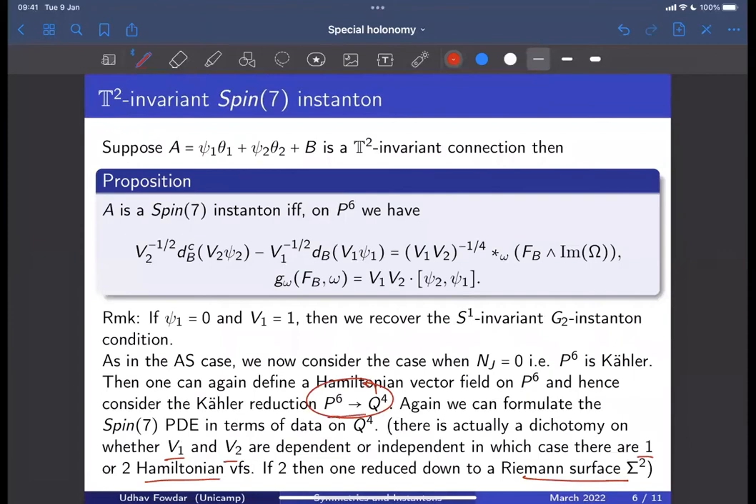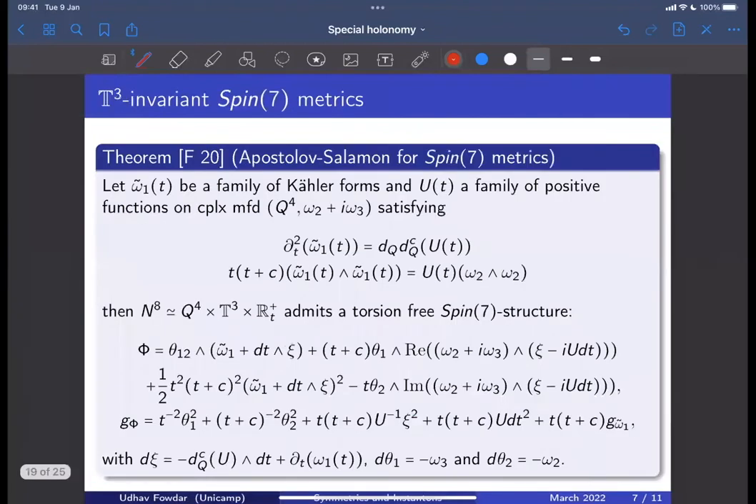Instead, I will just look at the case where we have this reduction to a 4 manifold. So this is an analog of the Apostol-Salamon construction for Spin(7) metrics. We get a very similar theorem as in the G2 case. If we have a 1-parameter family of Kähler forms on our 4 manifold with a family of positive functions satisfying the following pair of conditions, then we can define a Spin(7) metric on a T3 bundle. So this is locally isomorphic to a T3 bundle over this 4 manifold, where the T3 bundle is determined by its curvature form, and you cross that with R+. And you can check that this 4 form and this metric will determine a torsion-free Spin(7) metric.